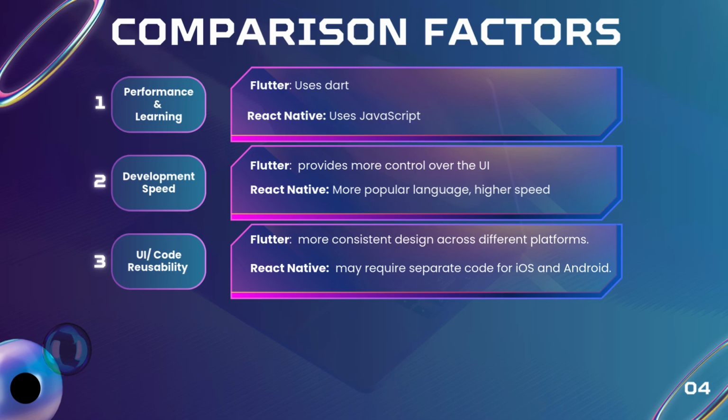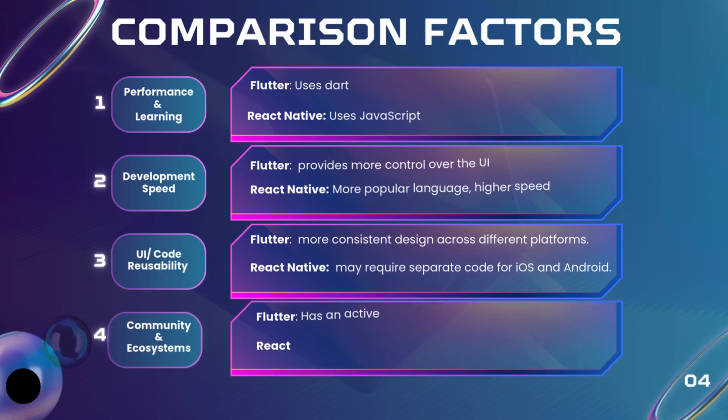React Native code reuse is high, but there can be a need for platform-specific adjustments, and since React Native relies on native components, the UI may behave differently on iOS and Android unless it's customized. Some features may require separate code for iOS and Android. This gives a more native feel and requires more effort to ensure consistency across platforms.